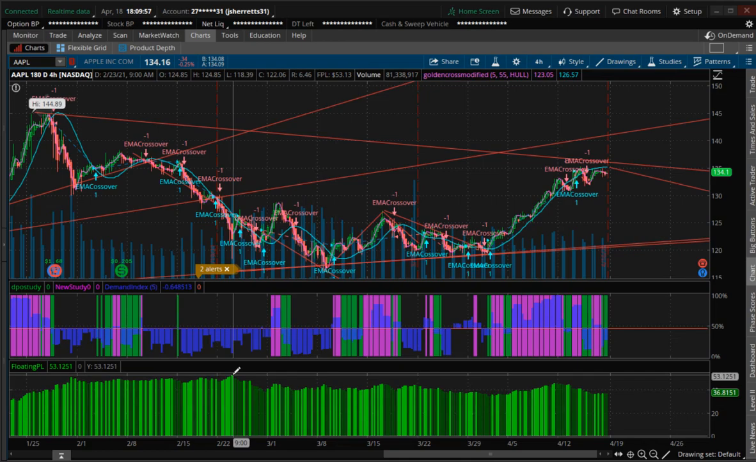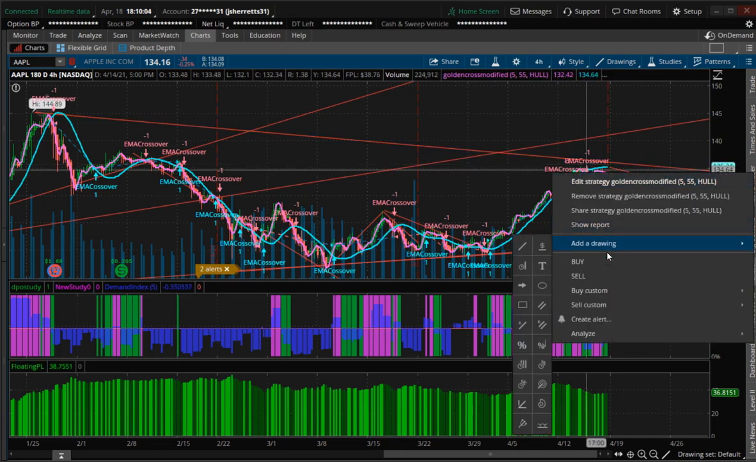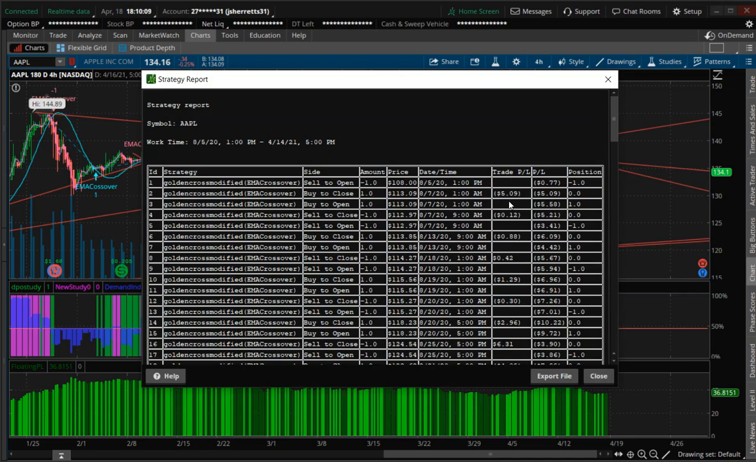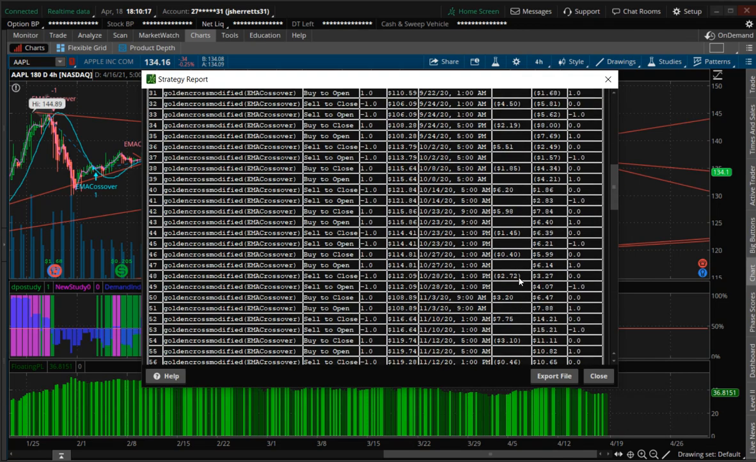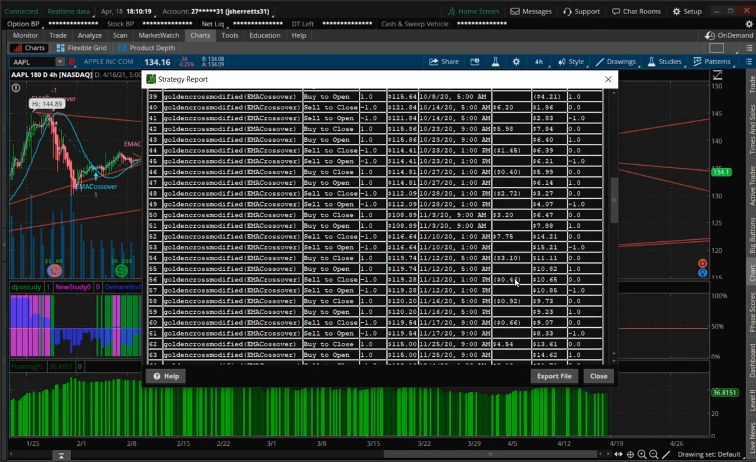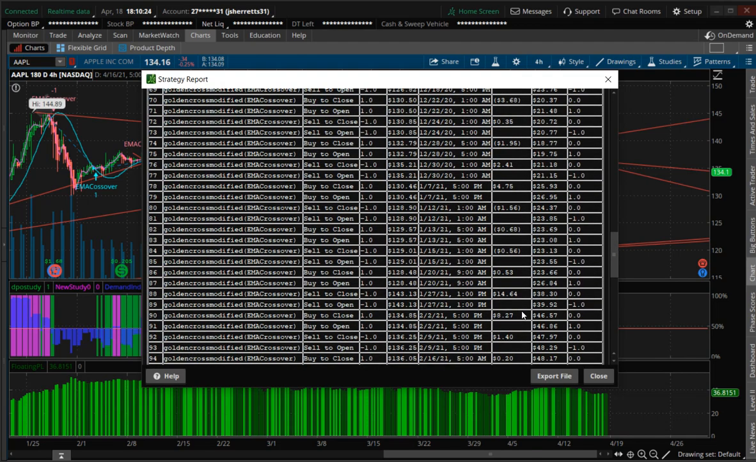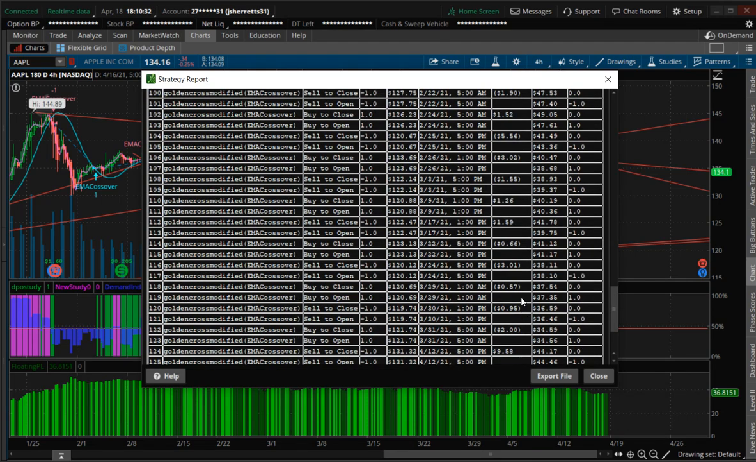Let's see, 53, 12. Okay, so let's go through here and click on Show Report and see exactly how many losers there were. Really it looks like there are way more losers than there are winners, but the winners are much bigger. Okay, and that is the idea here, at least at the beginning of your trading. You will lose, okay, but you have to make sure that your winners are bigger than your losers.